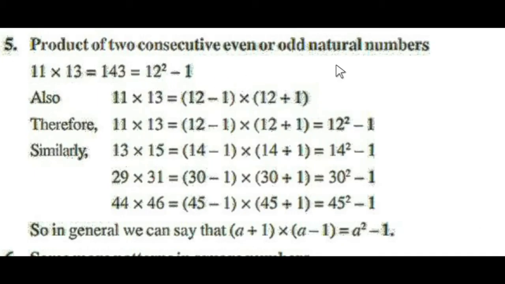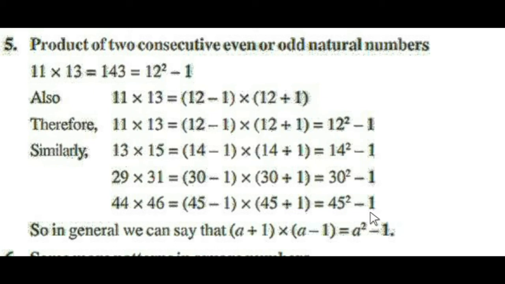Product of two consecutive even or odd natural numbers. So let us see. 11 into 13 equal to 143, that equal to 12 square minus 1. Now 11 into 13 equal to 12 minus 1 into 12 plus 1. 11 means 12 minus 1 and 13 means 12 plus 1. So 11 into 13 equal to 12 minus 1 into 12 plus 1, that is equal to 12 square minus 1. Now 13 into 15 equal to 14 minus 1 into 14 plus 1 equal to 14 square minus 1. 29 into 31 equal to 30 minus 1 into 30 plus 1 equal to 30 square minus 1. 44 into 46 equal to 45 minus 1 into 45 plus 1 equal to 45 square minus 1.